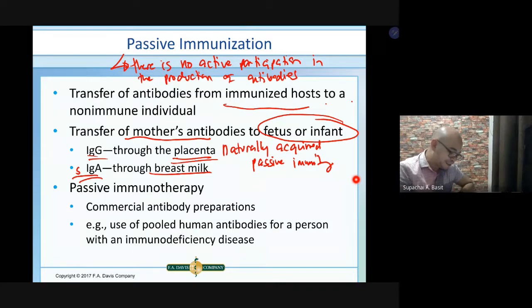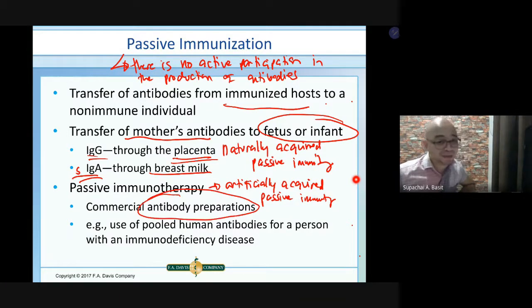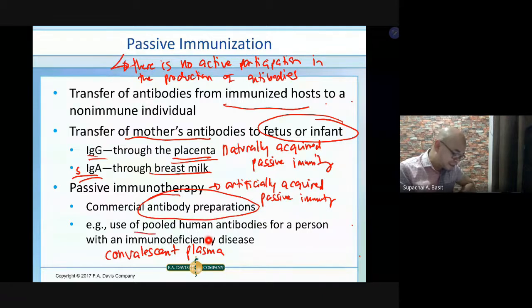Passive immunotherapy is an example of artificially acquired passive immunity. It means there are commercial antibody preparations, meaning antibodies were just given to you. For example, a person with severe COVID-19 can receive convalescent plasma, because convalescent plasma is expected to have antibodies against the virus. Another example is the use of pooled human antibodies for a person with an immunodeficiency disease. So what's the difference?